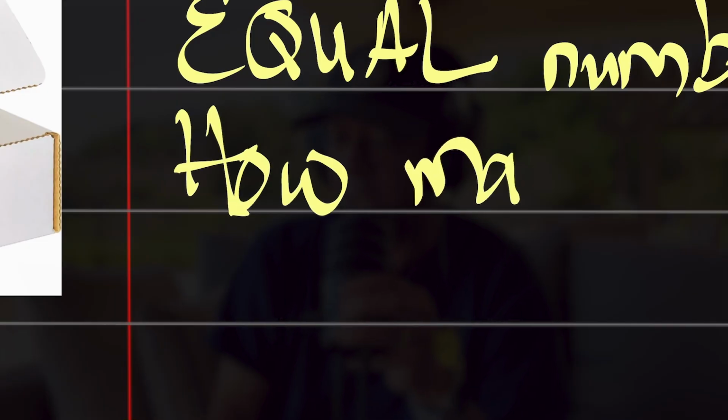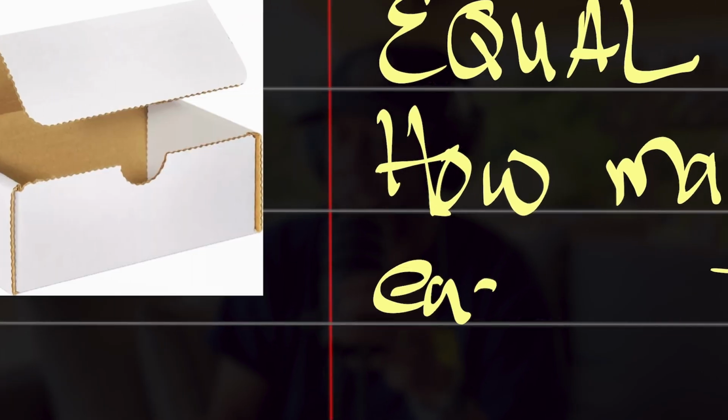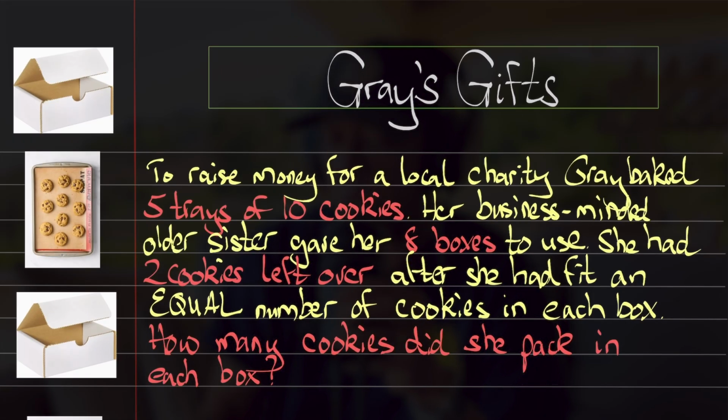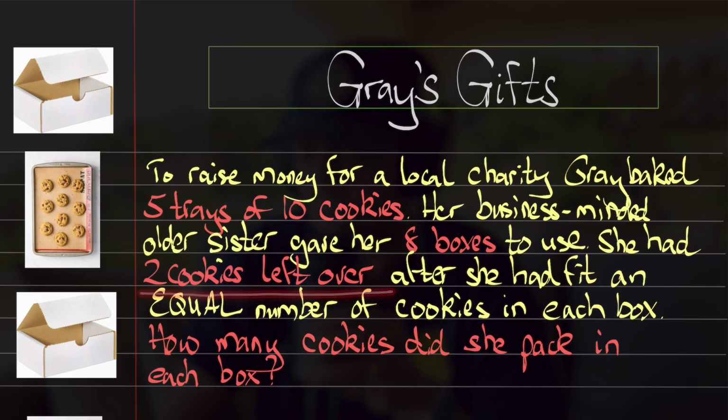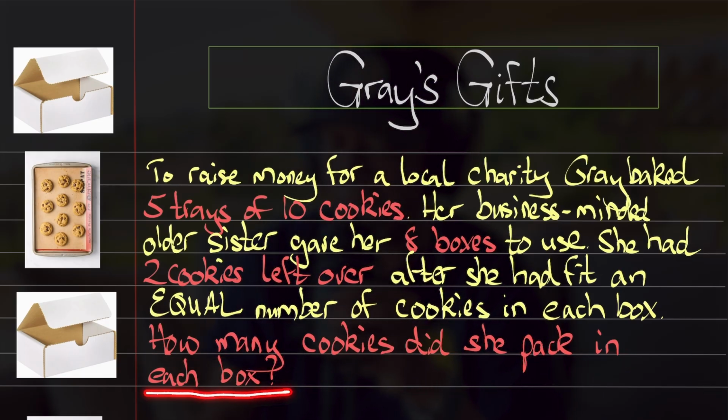So the question that we have to ask ourselves is, how many cookies did she pack in each box? Looking at this here, we've got 5 trays of 10 cookies, 8 boxes to use, and 2 cookies were left over when she packed them equally. So how many cookies did she pack in each box?